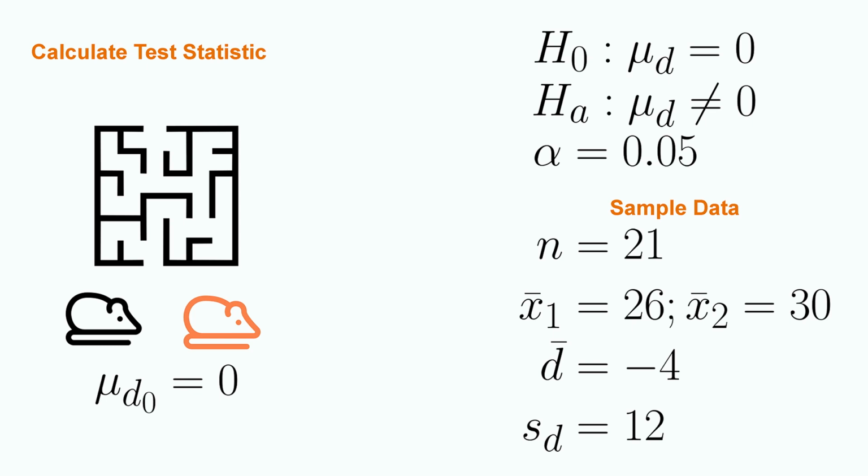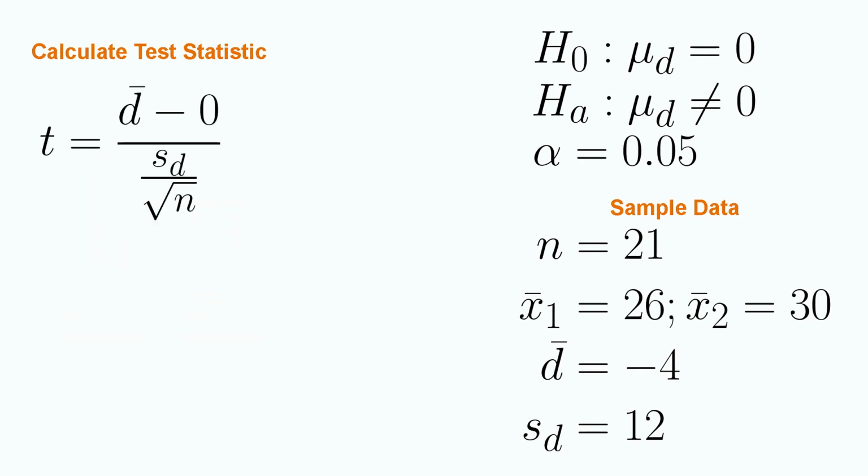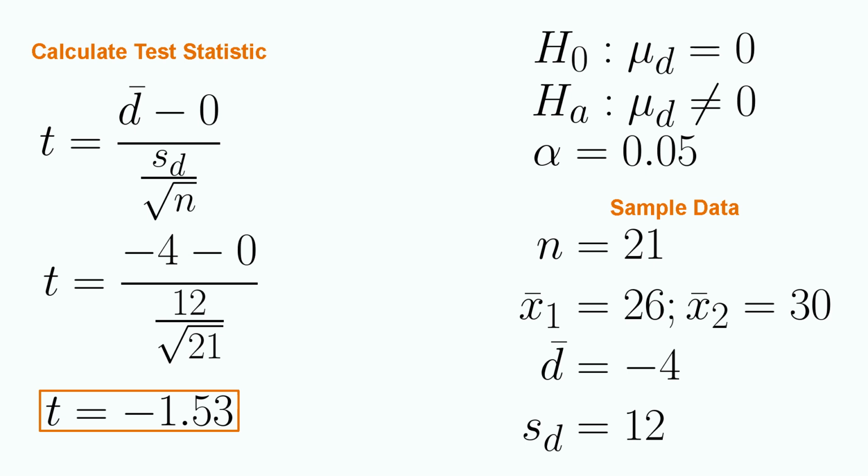From here, we can calculate the test statistic from the equation derived earlier. That equation is, again, t equals d bar minus 0 divided by the standard error, which is itself equal to the standard deviation of the differences divided by the square root of the sample size. Plugging in our relevant variables, we have -4 minus 0 in the numerator and 12 divided by the square root of 21 in the denominator. This returns a value for t of -1.53.